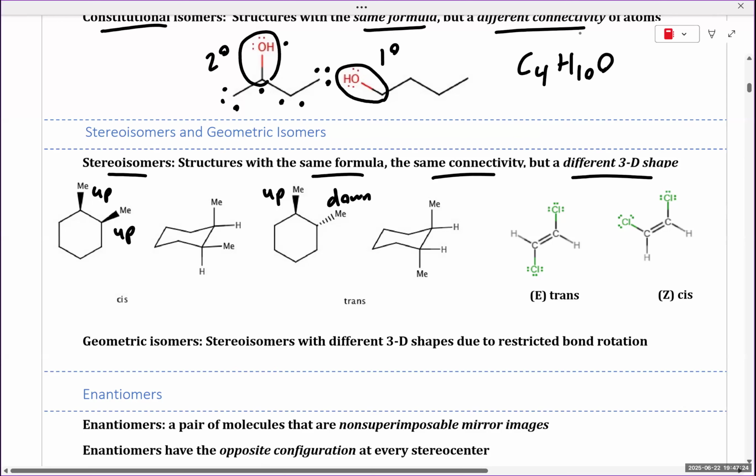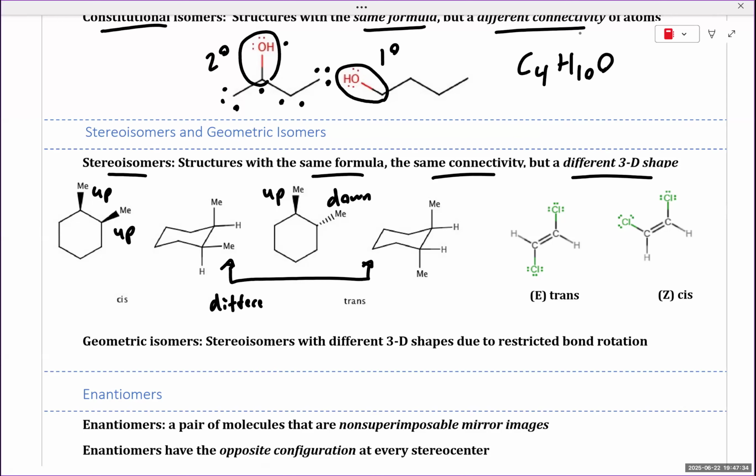Even though these two structures have the same formula and same connectivity, as you can see from the chair conformations, these two structures have dramatically different shapes. Another example of stereoisomers would be geometric isomers, which are stereoisomers with different 3D shapes due to restricted bond rotation. A classic example of that are cis and trans substituted alkenes.